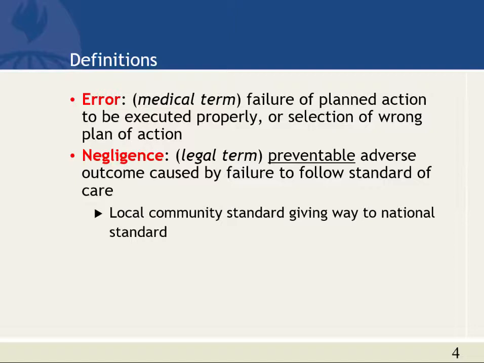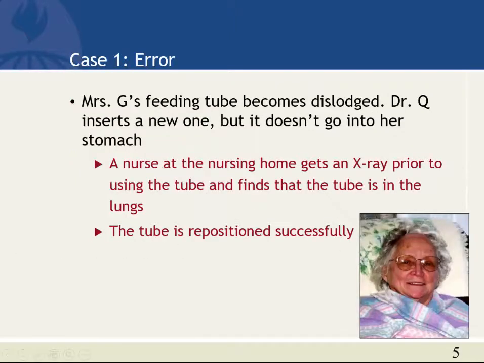Well, what's a standard of care? The standard of care used to be whatever the local jury or judge would decide, and they would call in local experts. These days, however, plaintiffs' attorneys will call in national expert opinion, and so the local community standard is giving way to a national standard. So let's give some cases to try to get the difference between adverse outcomes, negligence, and error.